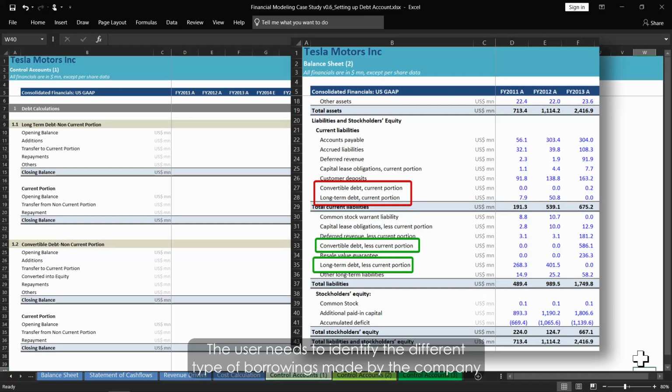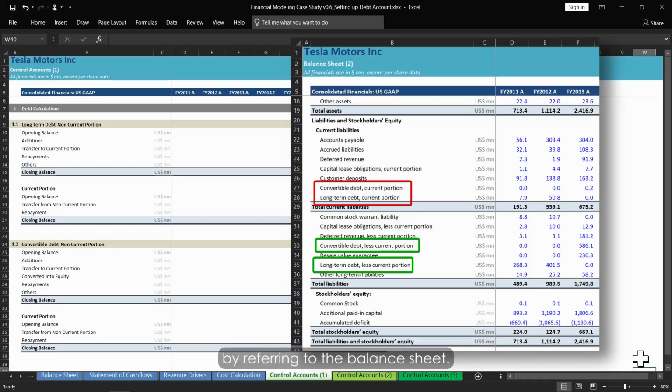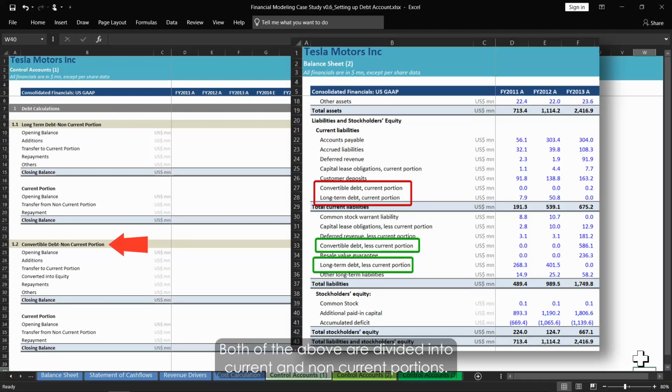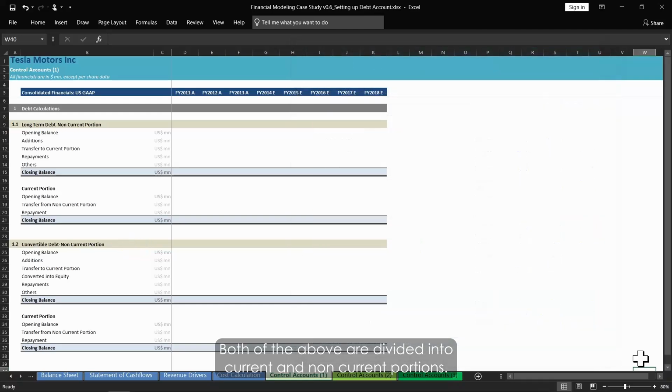The user needs to identify the different type of borrowings made by the company by referring to the balance sheet. For instance, in this case, Tesla has the following 2 types of debt. 1. Term debt. 2. Convertible debt. Both of the above are divided into current and non-current portions.